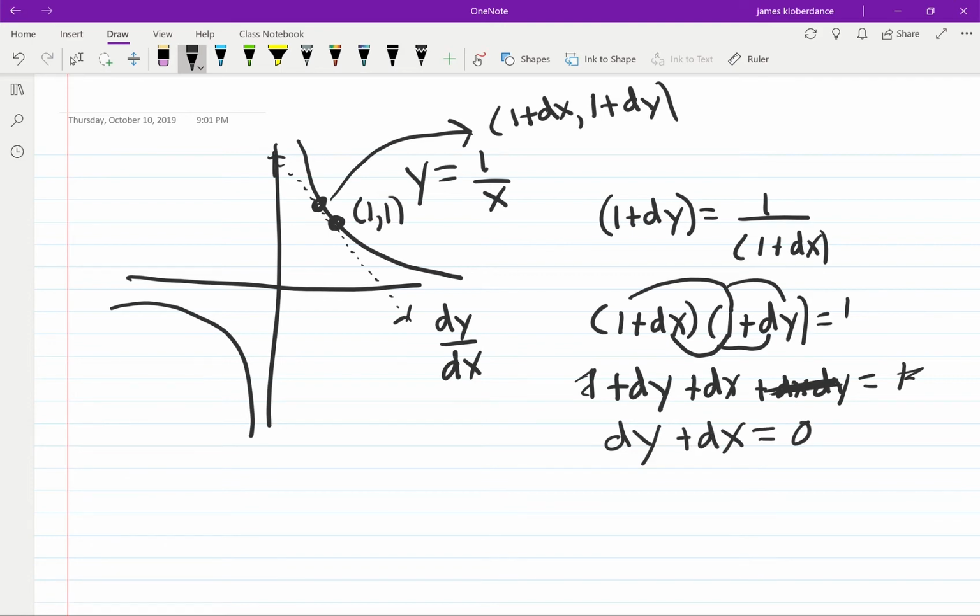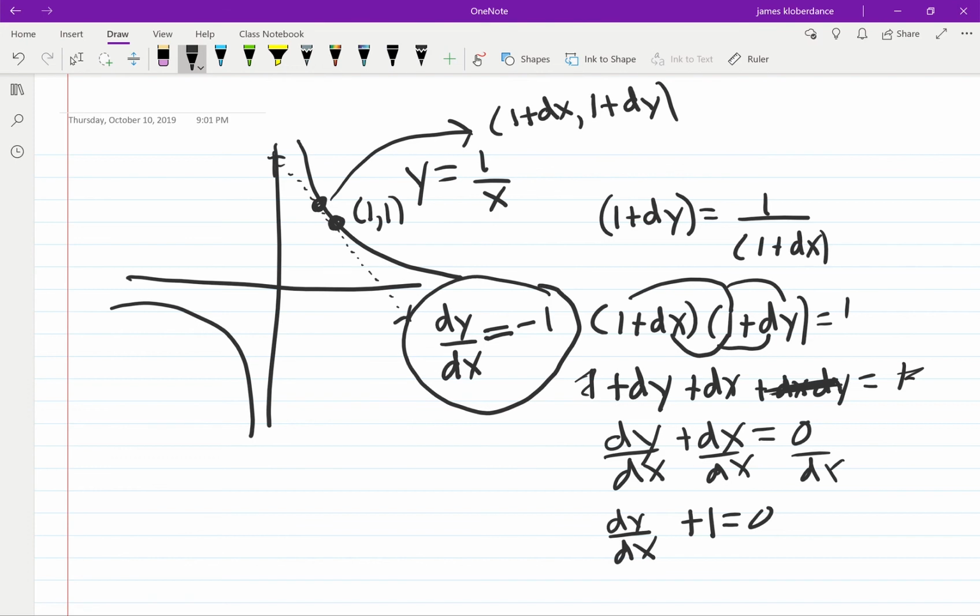Now I want to know what dy divided by dx is. So what I'm going to do is divide everything by dx. So everything gets divided by dx. And that gives dy over dx, this guy right here is dy over dx, plus 1 equals 0. And all we have to do is subtract the 1 from both sides. And so what we end up with is dy dx equals -1. And that is the slope of this guy.